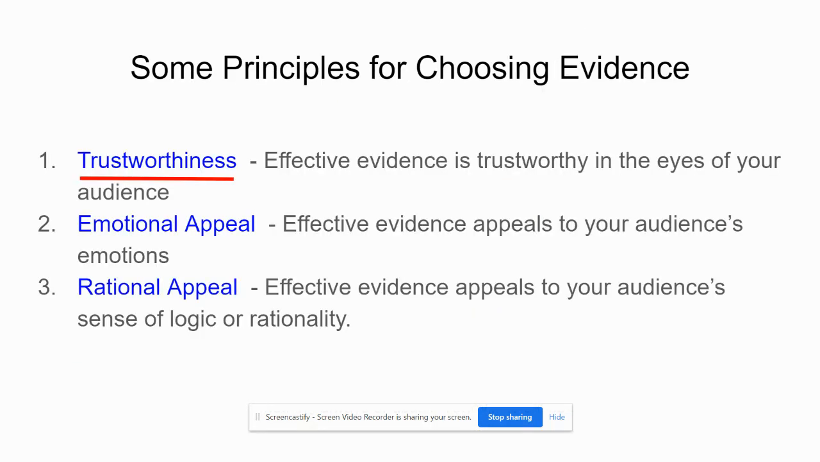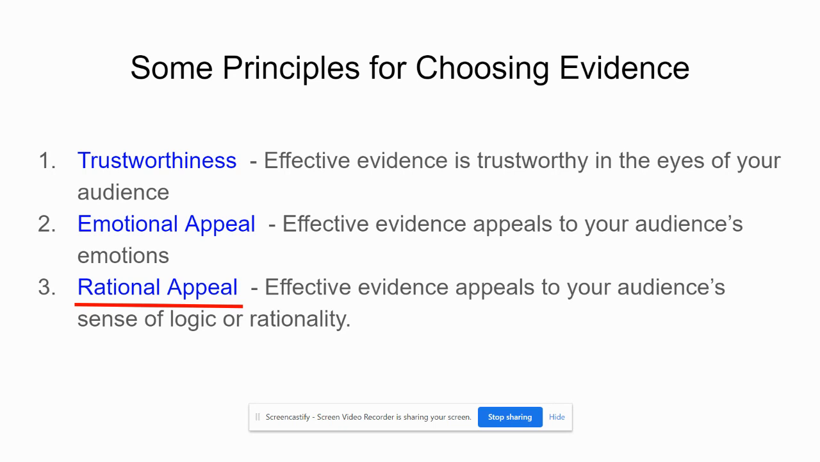First is the principle of trustworthiness. Effective evidence is trustworthy in the eyes of your audience. The second is emotional appeal. Effective evidence appeals to your audience's emotions. And the third is rational appeal. Effective evidence appeals to your audience's sense of logic or rationality.